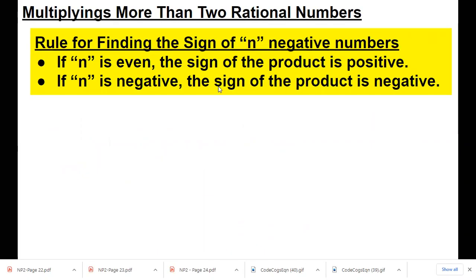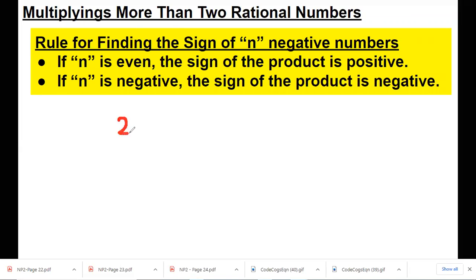Here are some rules for finding the sign of a product of n negative numbers. N stands for the amount of negative numbers. So here, let's take a look. If n is an even number, so that would mean like 2 times 3, n would equal 2 numbers. And since it's even, the product will have a positive answer.